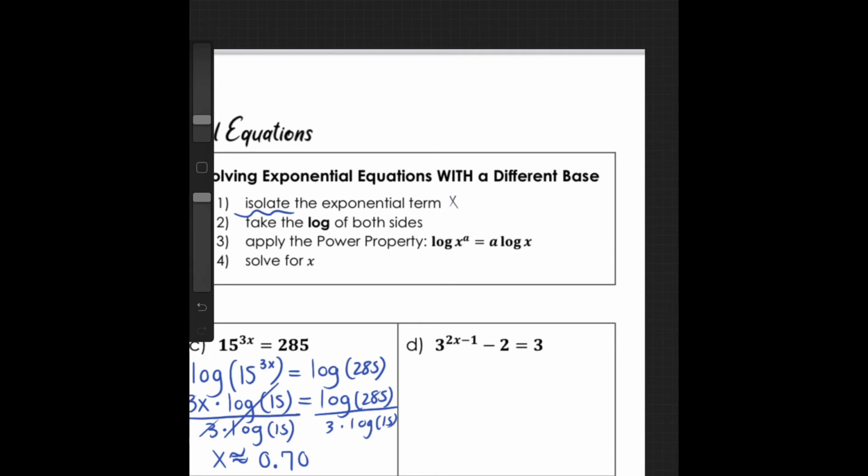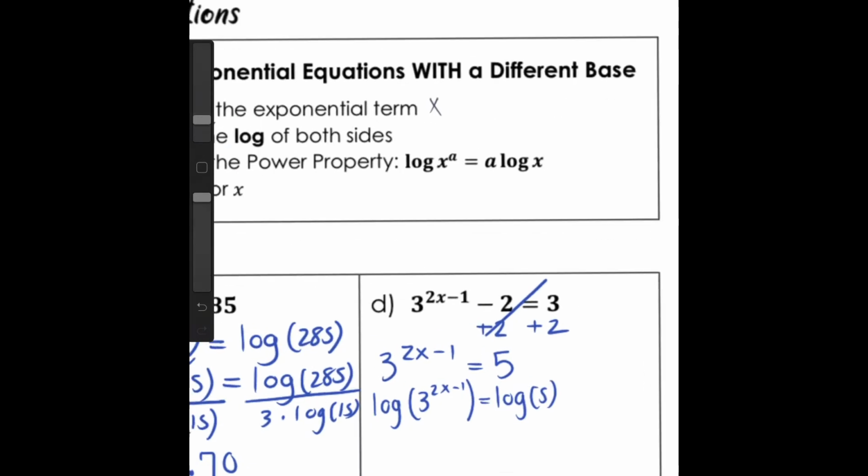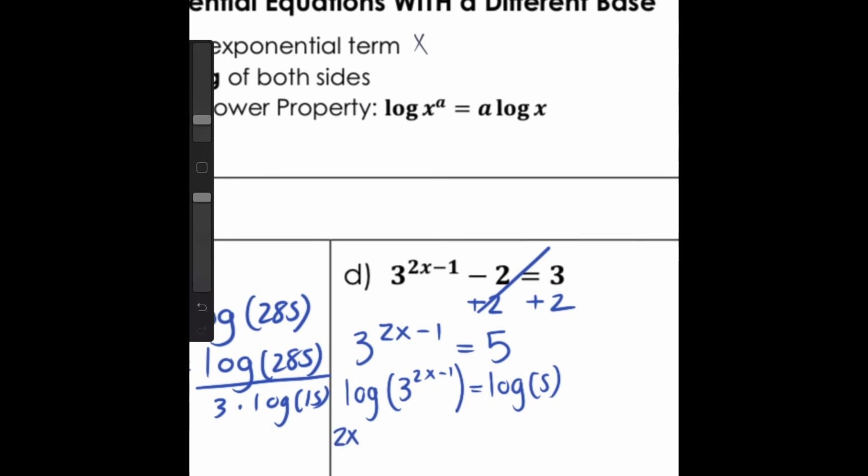So here I'm just explaining that we have to isolate our term with the exponent before we can do anything with this. So I have that negative 2 in the way. So I'm going to have to add that negative 2 to both sides to cancel it out on my left. And that leaves me with 3 to the 2x minus 1 is equal to 5. And now I can take the log of both sides. And then I can apply the power rule. So the 2x minus 1 is going to come to the outside.